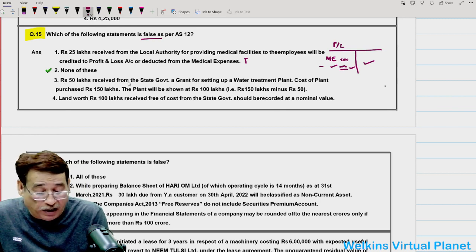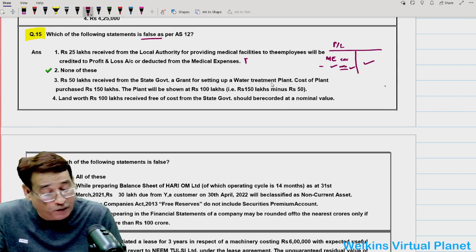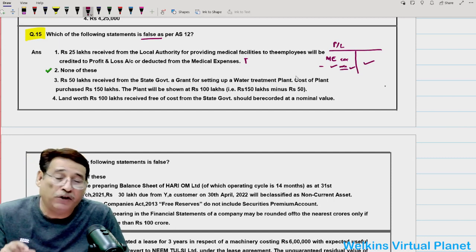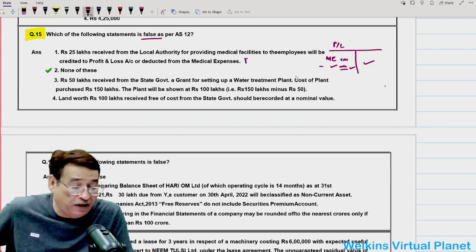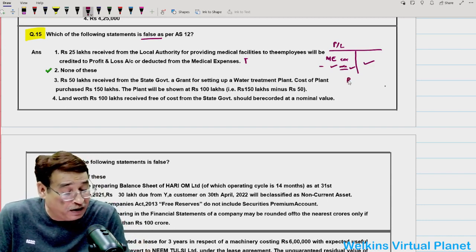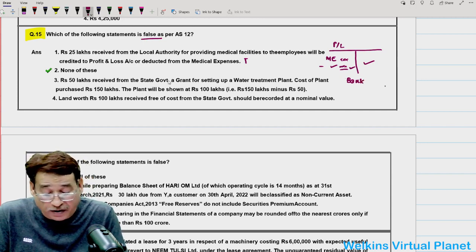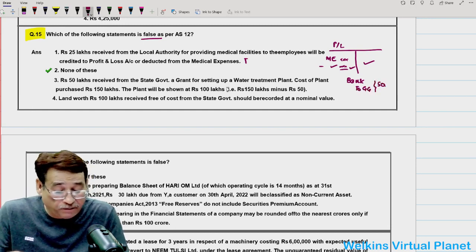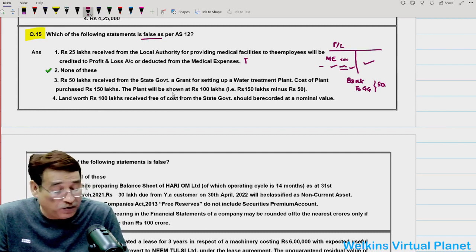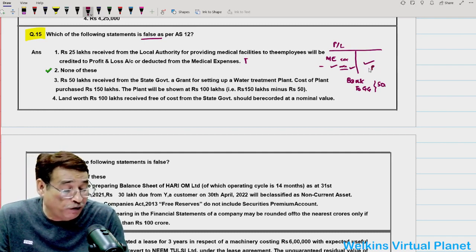Third, rupees 50 lakh received from the state government for setting up a water treatment plant. I told you, if we receive a grant especially for a depreciable asset, my entry generally is, if you remember, lots of entries I did when I explained the chapter. We received 50 lakh, so bank account debit to government grant, this is the first entry, 50 lakh. Before that, actually, we purchased a plant, water tank, plant account debit to bank account, 150.